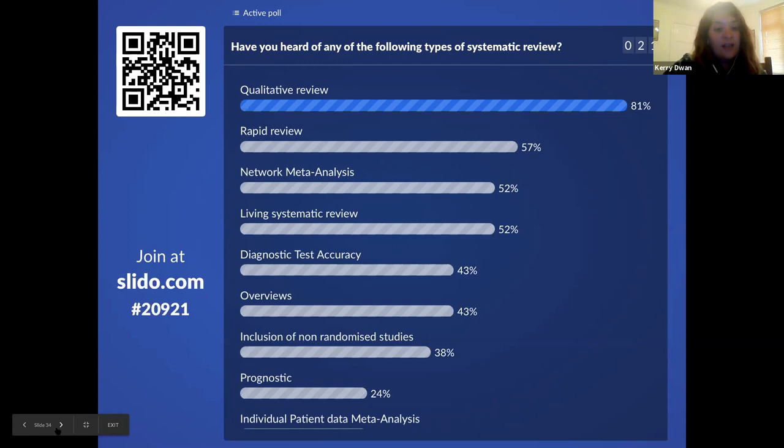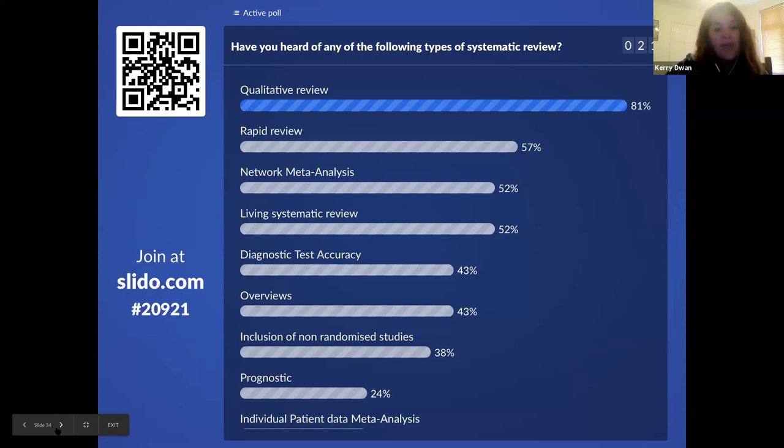A diagnostic test accuracy review follows a similar process to the process that Rebecca went through, but it's asking a different type of question. So it's looking to see how accurate particular tests are in diagnoses of particular illnesses. And this would be stated in the inclusion criteria of the review as to which tests the authors are interested in for which particular illnesses.